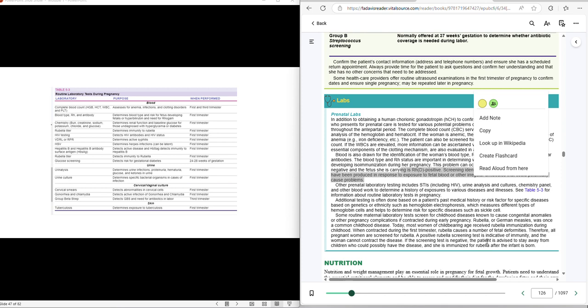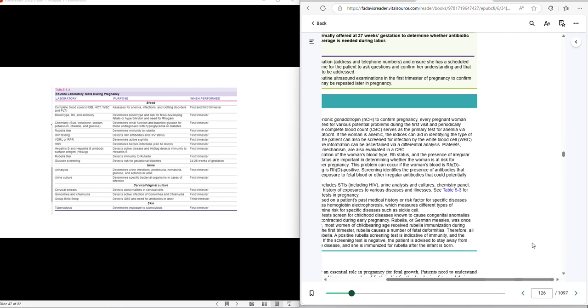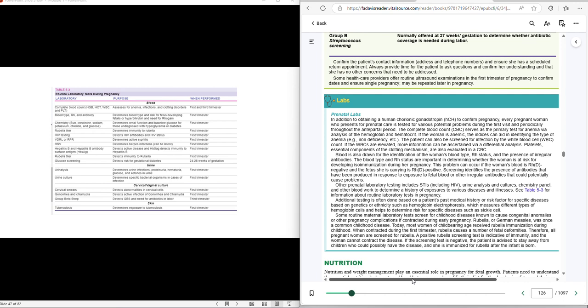Let's see. If the screening is negative for rubella, then the woman, of course, is advised to stay away from anybody that has rubella. If she is not immune, then a positive would be immunity, and a negative would be that she's not immune. And she cannot get the rubella vaccine during pregnancy. She would have to wait until she delivers, and that's something that we do within the first 24, 48 hours postpartum, is we give her that rubella immunization if she was non-immune.